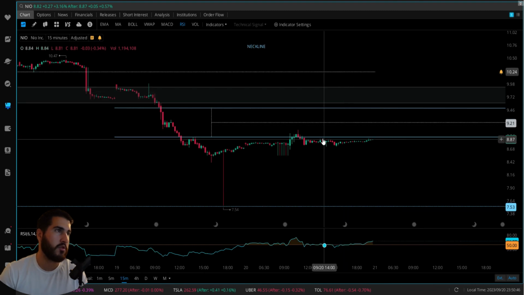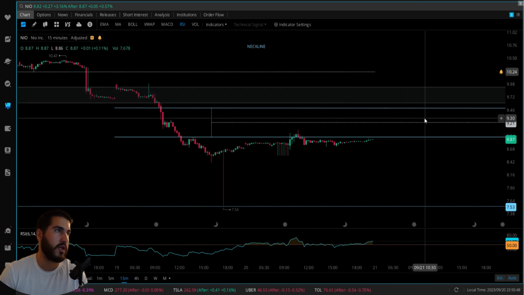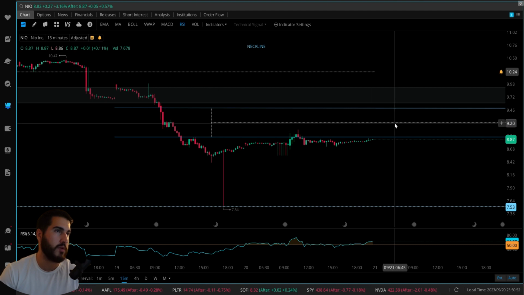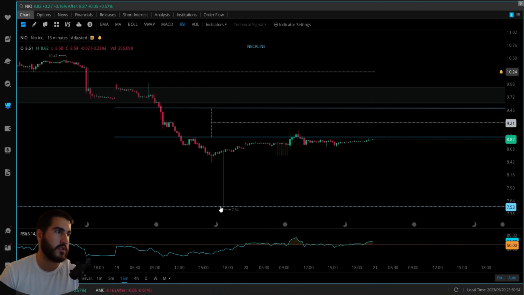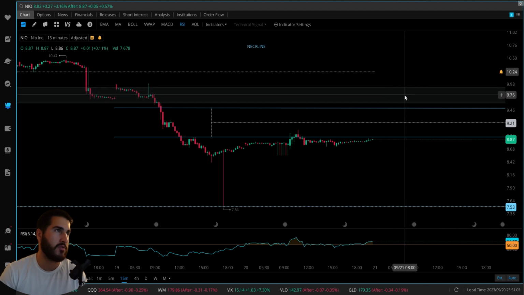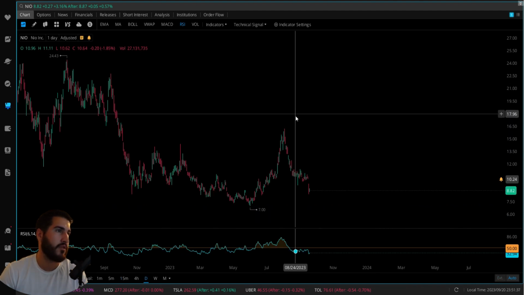So me personally, I'm looking to enter short on NIO if we can approach this fair value gap, the CE, and see some bearish movement. Then I will go short for it to test $7.54. If we blow right past this fair value gap, then I'll enter short right here where we have a gap in the daily candles. So yeah, that's my thoughts on NIO stock.